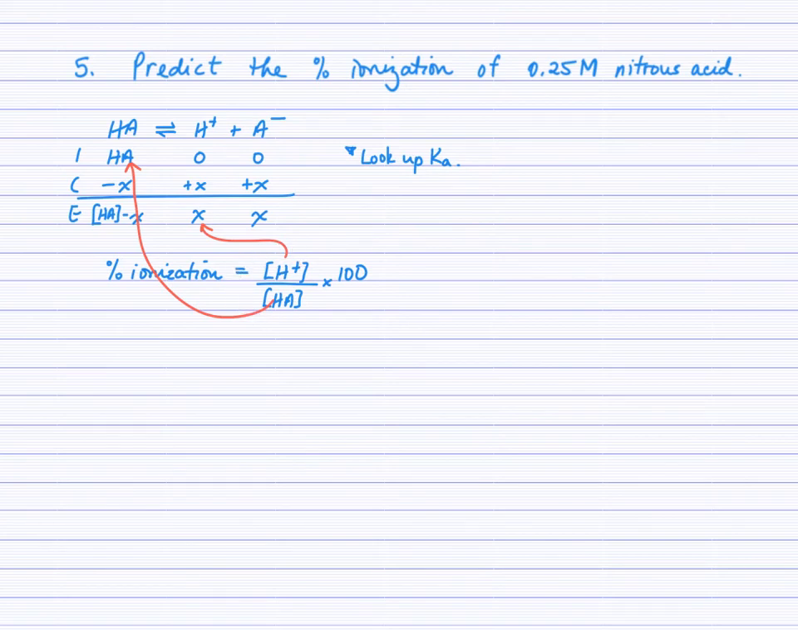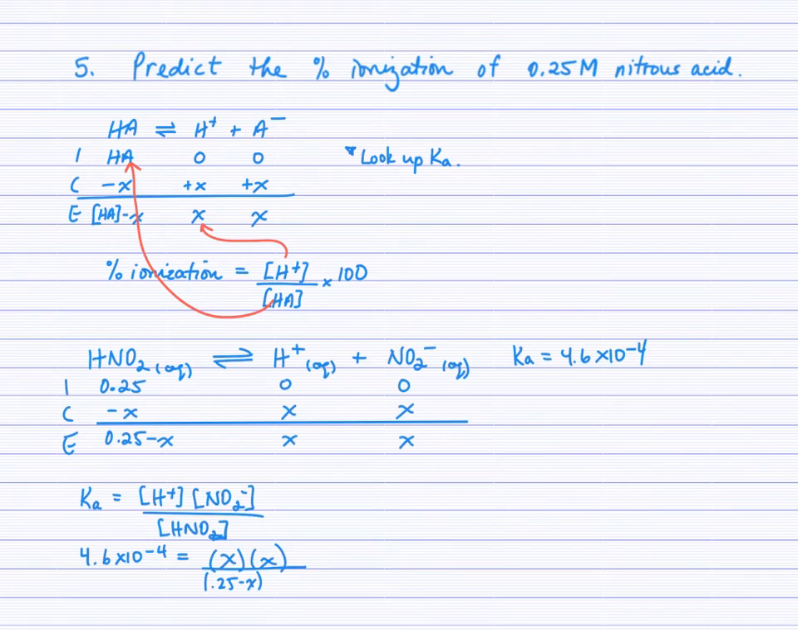calculation. So why don't you start by setting up an ice table for nitrous acid at 0.25 moles per liter to begin with. Complete your ice table, look up the Ka value in your textbook appendix, and set up your equation, substitute, and solve for X. And if you're really understanding what's going on, then you can finish up calculating the percent ionization.